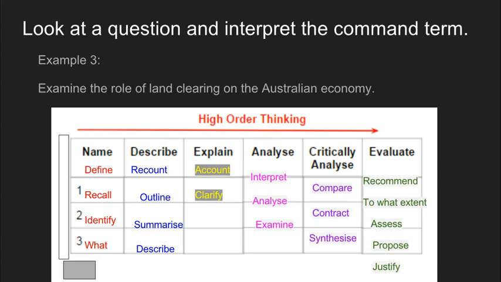Where is the command term and where does it fit on the higher order thinking matrix? Once again, right at the start, it's an examined question and you'll be able to use your table to find that that means we are going to analyze here.